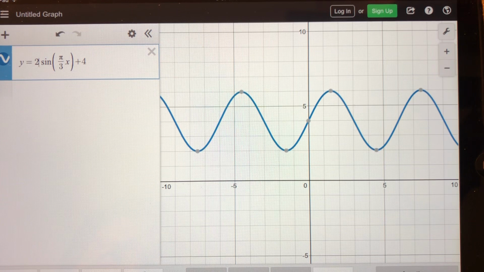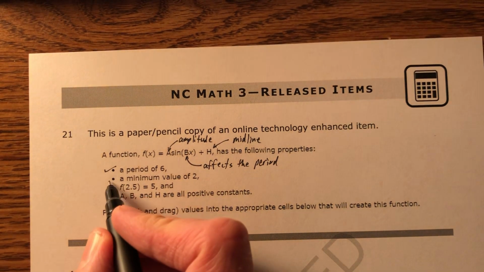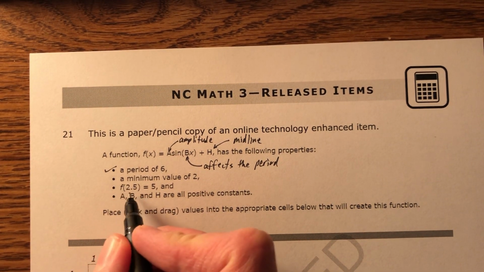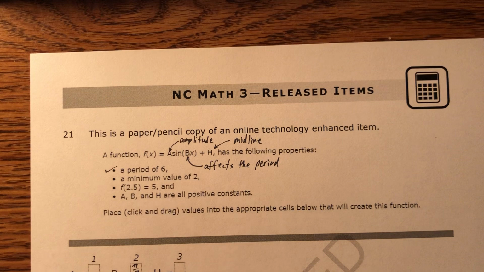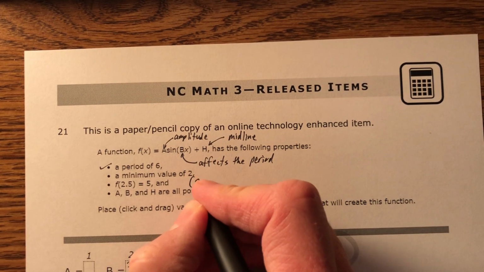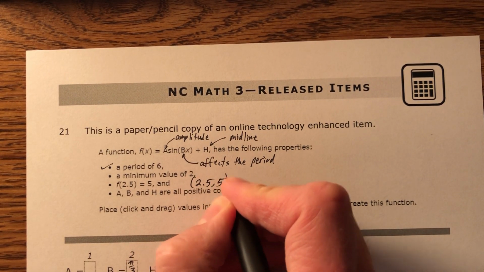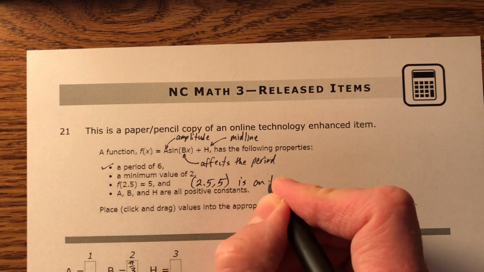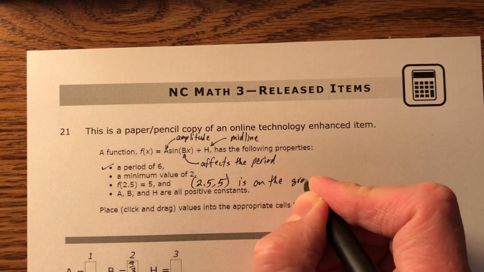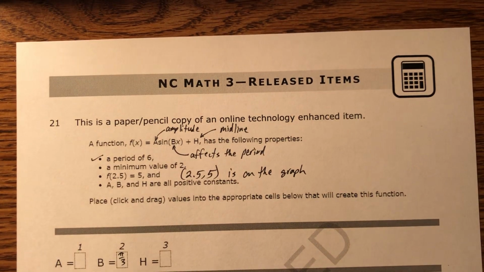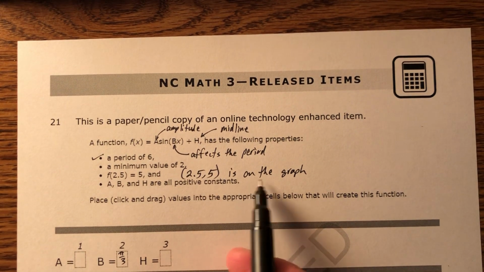And now there's more criteria to read. So we've done what we need to with the first one and the second one. I'm reluctant to check it yet until we do the third one. F of 2.5 equals 5. Let's reword that. Here's what it really means. 2.5 comma 5 is on the graph. You don't have to write that. You can just kind of know that that's what it truly means. 2.5 comma 5 is a coordinate on the graph.